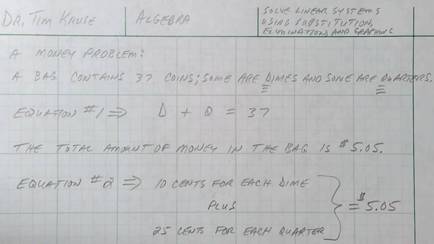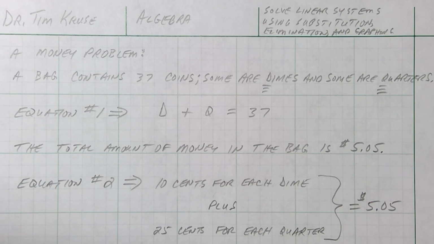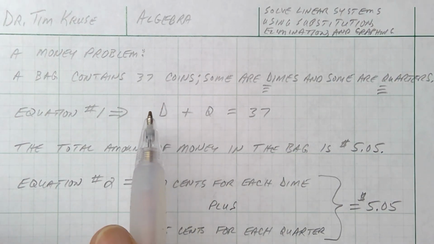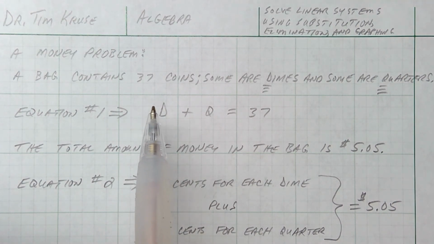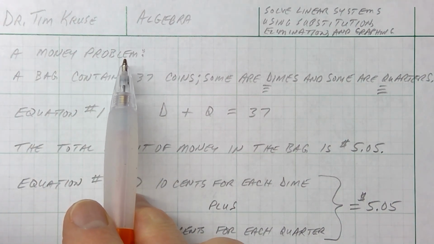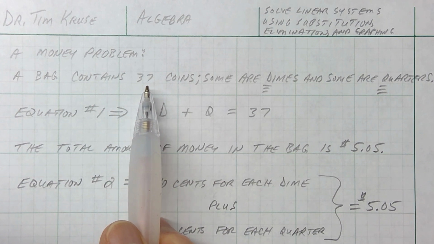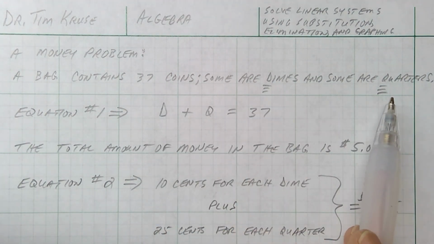All right, guys, the last thing we're going to do is I got a couple of word problems that you're welcome to try if you want to. This is kind of practice for you. But it's just going one step further, and they're making you write the equation. So, for example, here's a money problem. And they say they have a bag and it has 37 coins in it. Some of them are dimes and some of them are quarters.